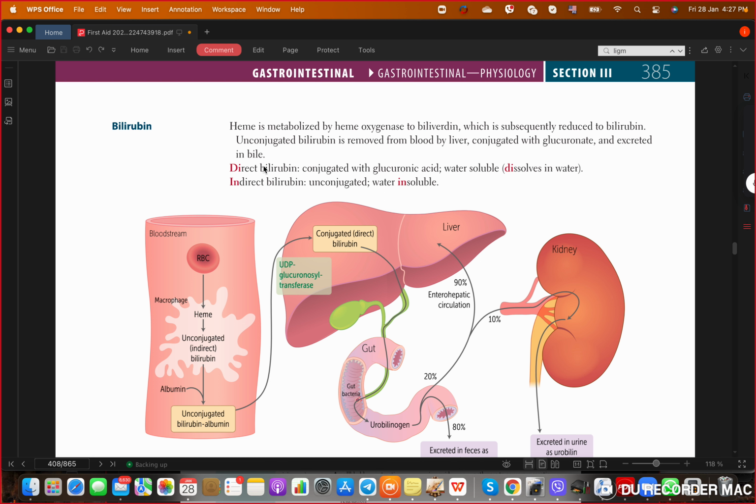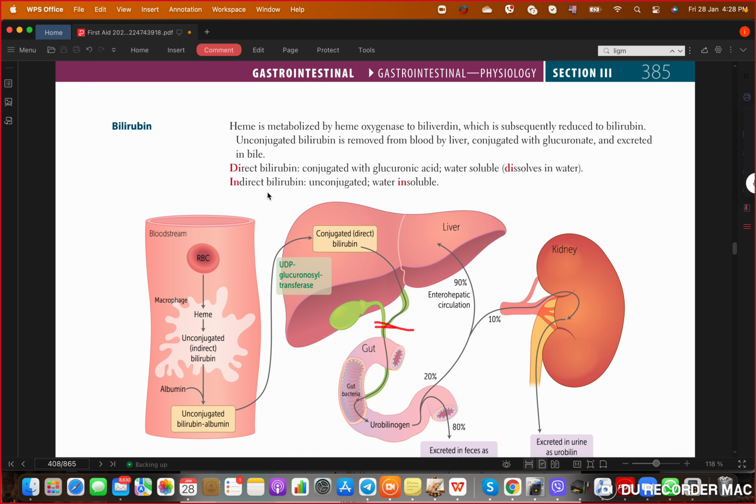Direct bilirubin is conjugated with glucuronic acid with the help of the UDP glucuronyl transferase enzyme, and it's water soluble. When I say it's water soluble, it means it can go out with the urine, so that can change the color of the urine. In cases of post-hepatic obstruction, like a stone, direct bilirubin will be higher, and that can lead to a change in the color of the urine.